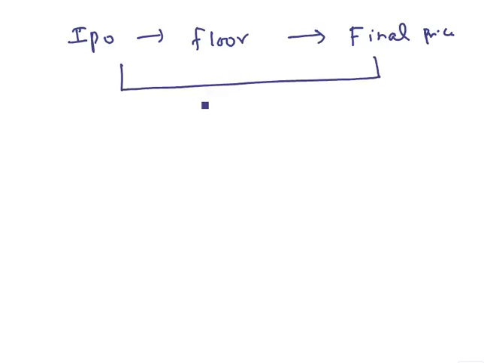Whenever an IPO happens, as I said, they will decide the floor price and give it to the market for deciding the final price. So this is called the book building process.